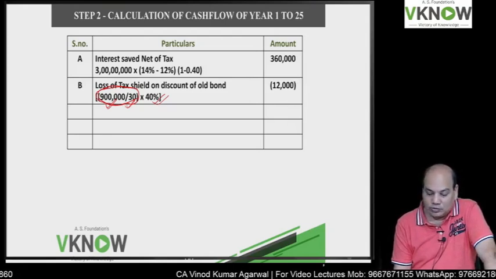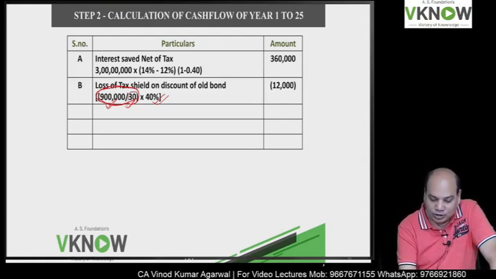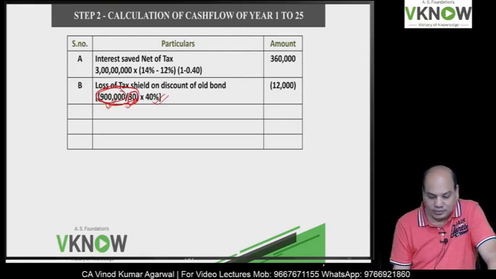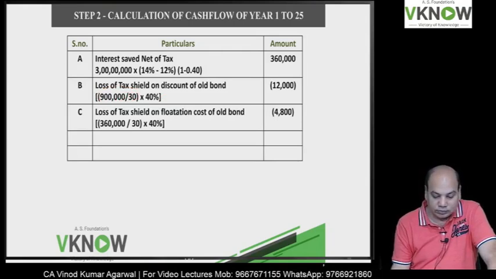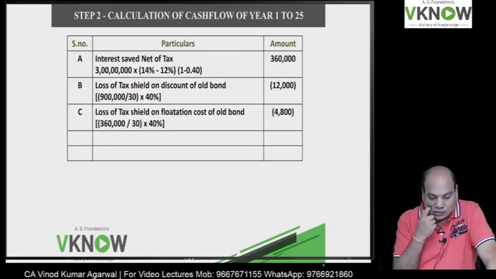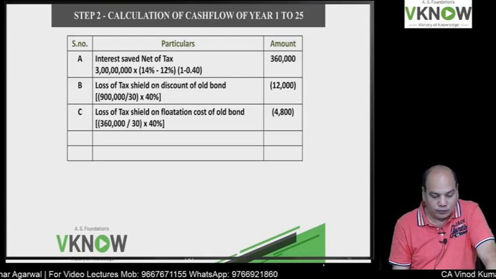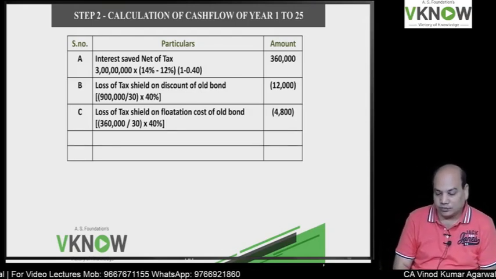That should be 30 because per annum amortization is 30,000 rupees. If you want to take 25 years, then this figure has to change. No? This is the old bond. For the new bond, I will take 25. Okay, you are right, but that is for the new bond. Same way, write down loss of tax shield on flotation cost of old bond.